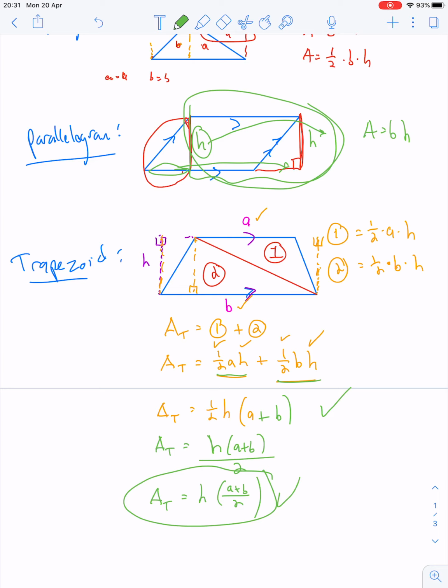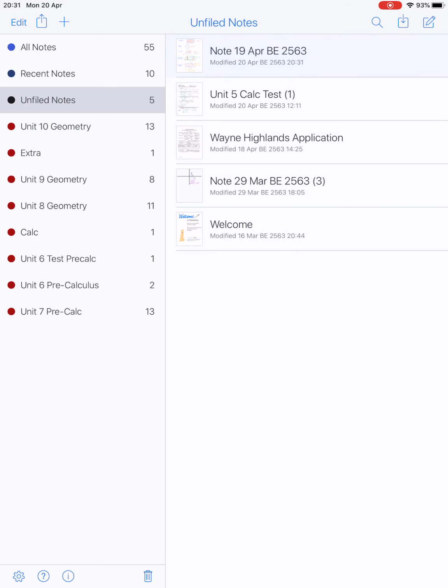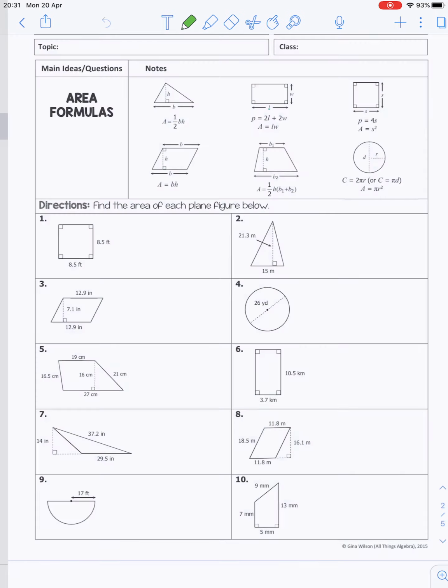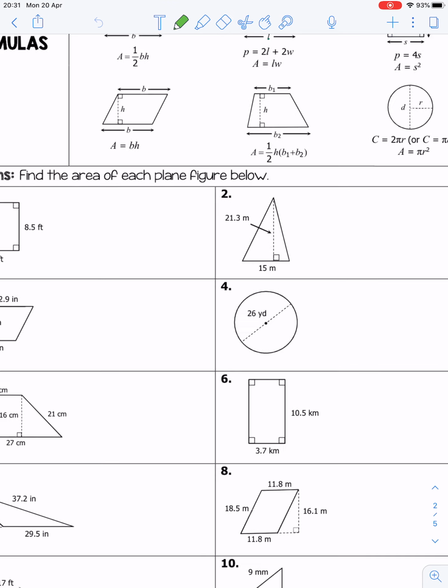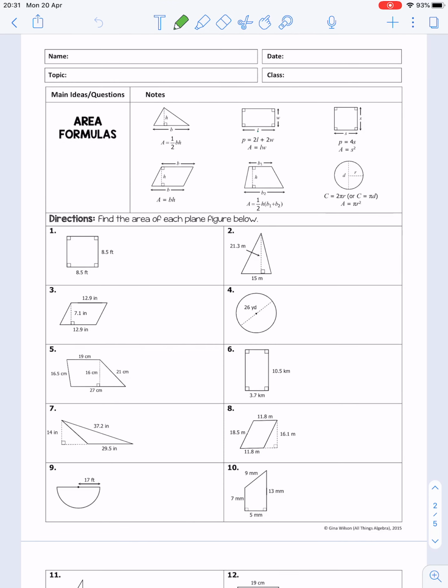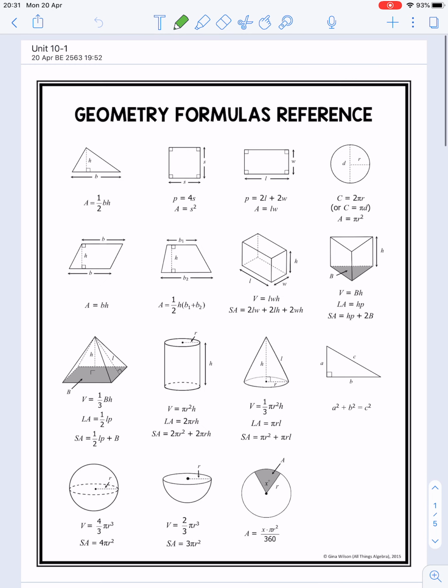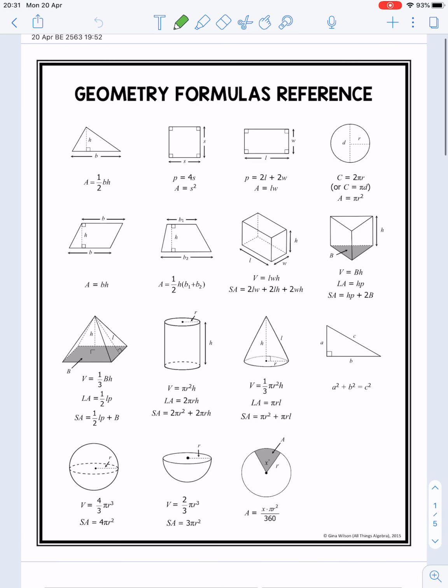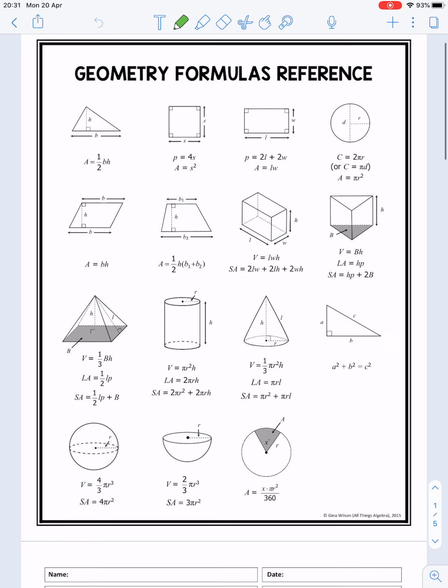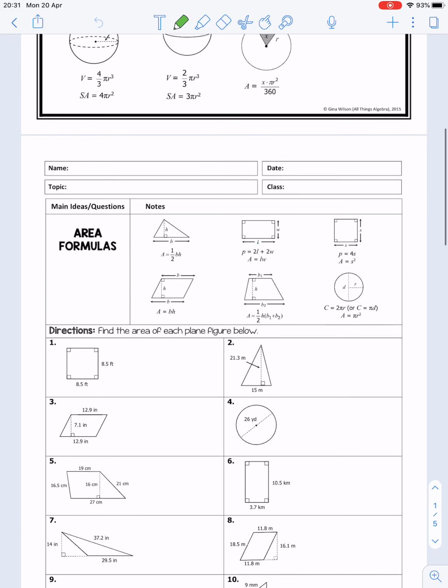Circle you should remember. Circle, pretty easy, is going to be pi r squared, where r is the radius, right? From the center of the circle to any point on the circle. So all those are your area formulas. So let's do some problems here. Starting back on our worksheet, this is going to be your area formulas reference. You have a whole unit reference sheet in the beginning, so hold on to that. All we need is our areas for now.